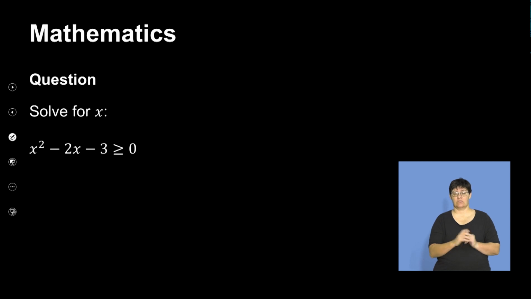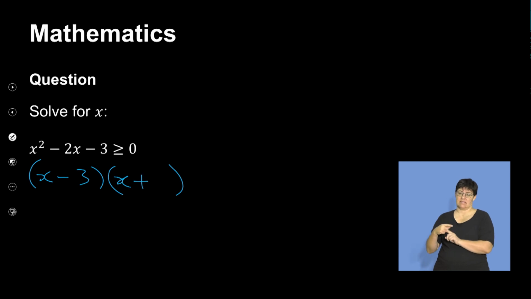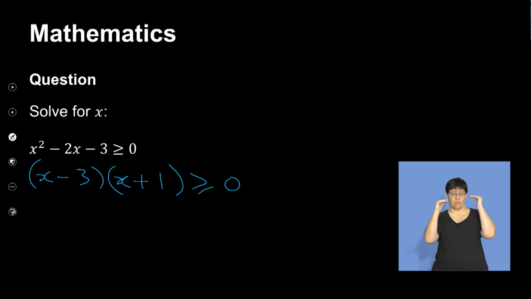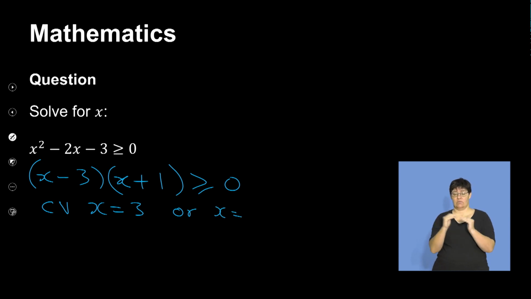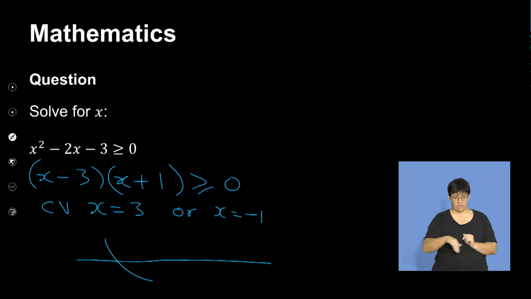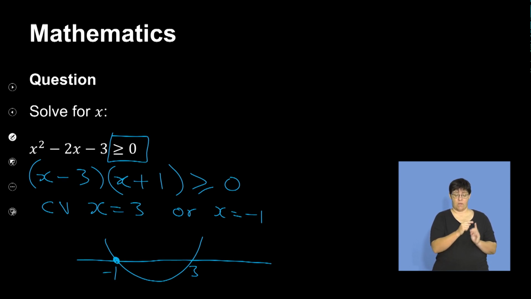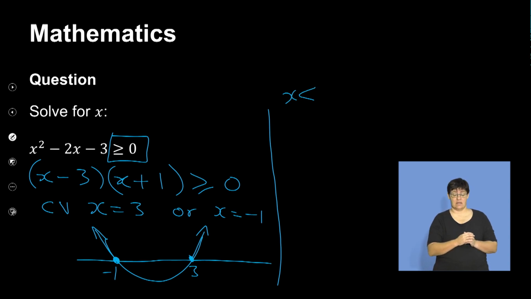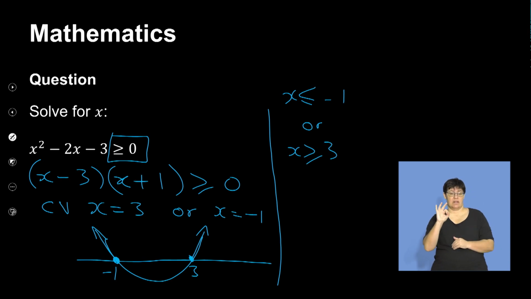One last example before I then look at my summary for the show. This will quickly be factorized to be x minus 3, x plus 1 greater or equal to 0, right? My critical values are x is equal to 3 or x is equal to negative 1. On a graph, this will look like this. I will have minus 1 there and 3. Remember, this is greater than, so it starts there and it goes above the x-axis. It starts there and it goes above the x-axis. So it will be x is less or equal to negative 1 or x is greater or equal to 3. And those will be my solutions.